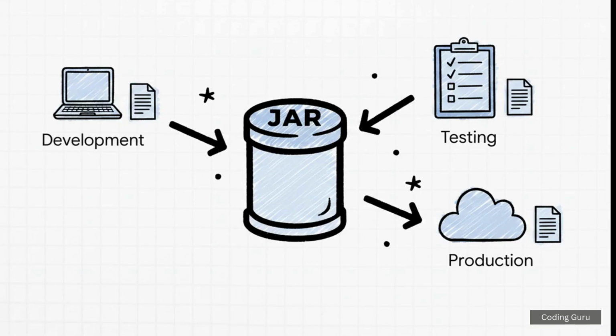It's all about separating your code from the settings it uses. So you can build your application once into a single file, and then you can run that exact same file in different environments just by giving it a different set of configurations. This makes everything so much more portable and way easier to manage.